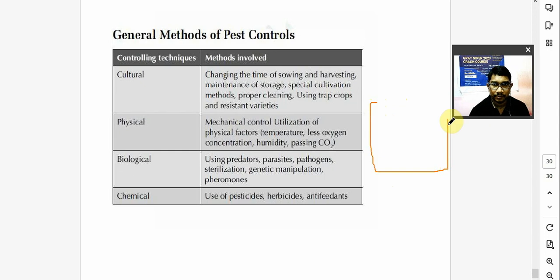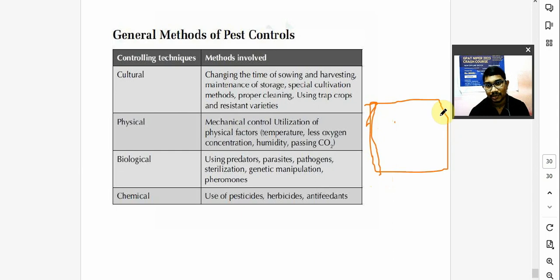मतलब आपके प्लॉट में क्या करना है आपको कि टेम्परेचर ऑप्टिमम रखना है, ऑक्सीजन लेस रखना है. अगर ऑक्सीजन कम रहेगा तो ऑब्वियसली वो पेस्ट वहाँ पे, मतलब वो कीड़े वगैरह वहाँ पे ग्रो नहीं होंगे.